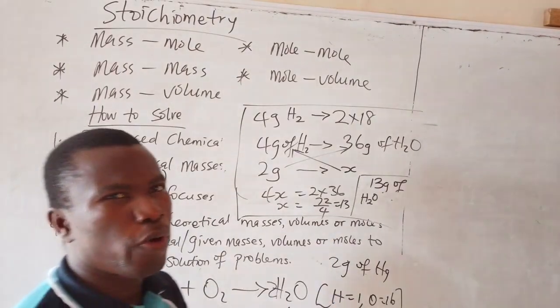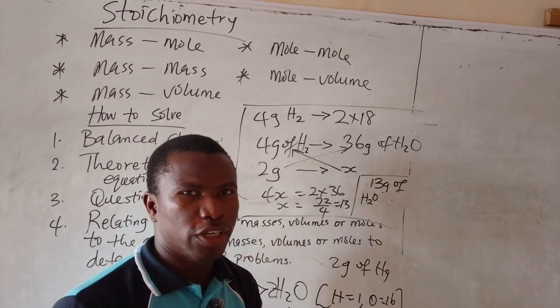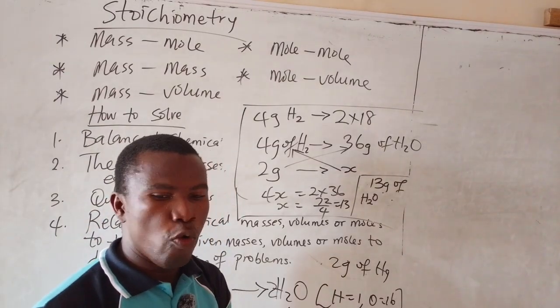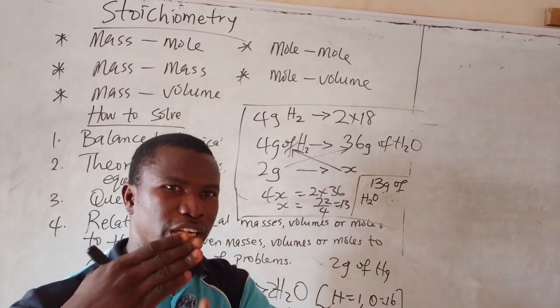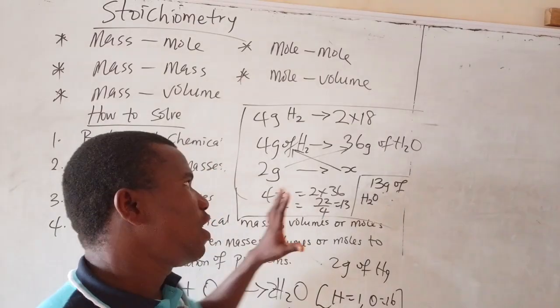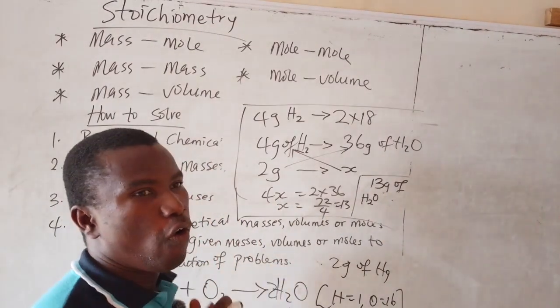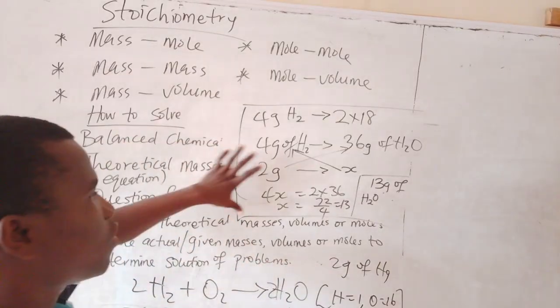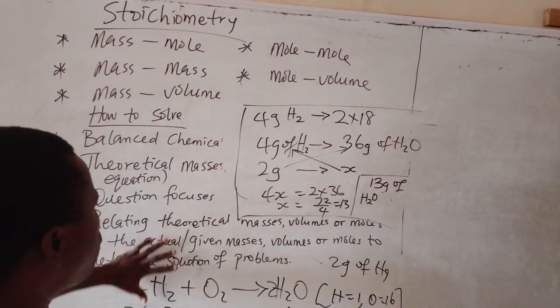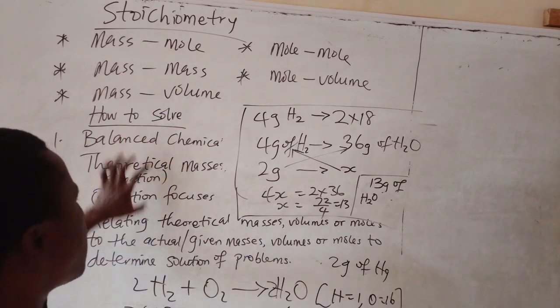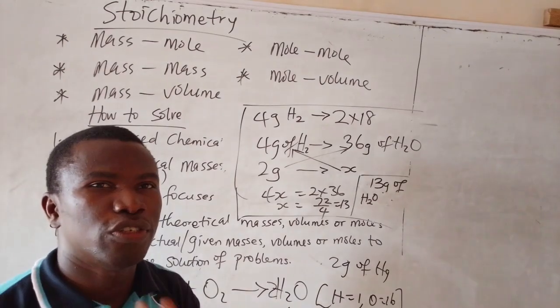So this is just a simple way by which you can solve stoichiometry. I believe that I will calculate more in my next videos. I'll also be bringing in more questions that will enable us to do more on stoichiometry. This is just the summary I brought out now in order for you to understand how to use these 4 basic methods to get stoichiometry easily.